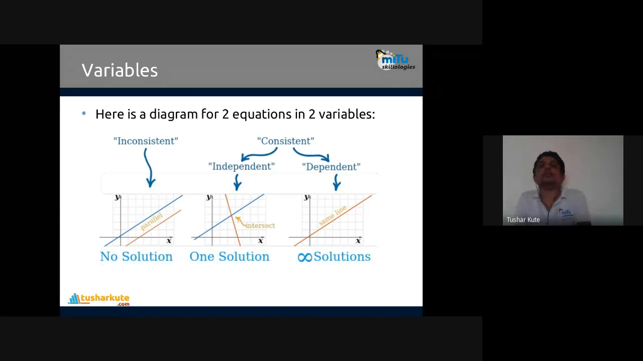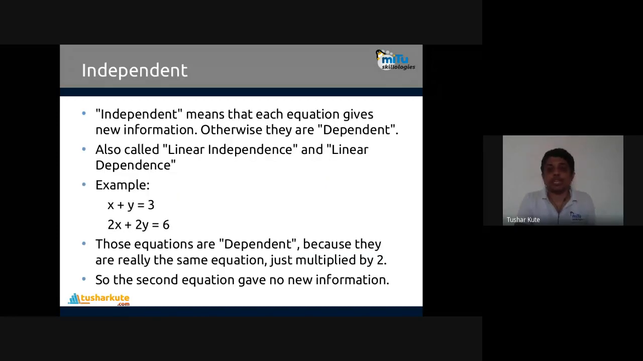The second type of consistent is called dependent. Whatever solutions you have found are on the same line. That's why infinitely many solutions are possible. So, like that, inconsistent and consistent. Our main focus will be on the consistent part, where we can have independence or dependence of the data. This is how the variables are there.